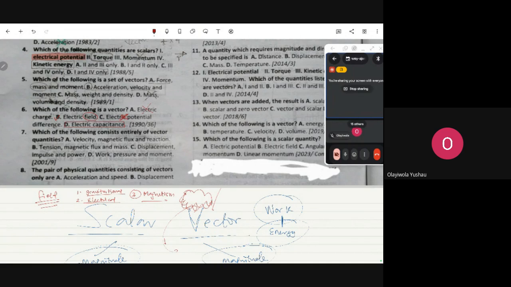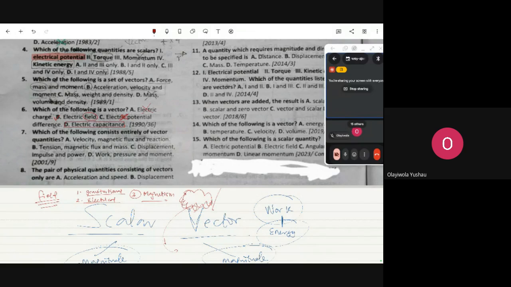Electric capacitance is the ability of a conductor or a capacitor to store electric charge. Is that clear? The ability of a conductor to store what? Electric charge. That's what we call electric capacitance.